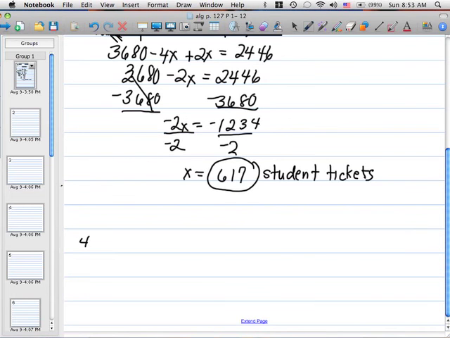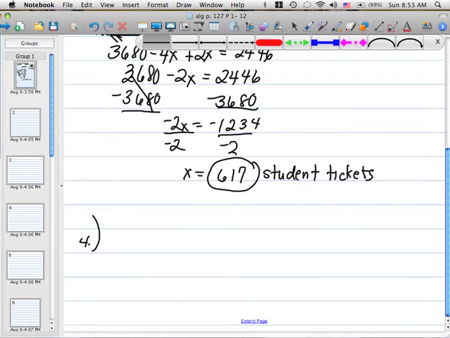Problem number 4. We have a chart again for this one. It's a collection of 52 dimes and nickels, and that collection is worth $4.50. How much were the nickels? So we'll make our chart, and since we're looking for nickels, if there's a way we can let x equal the nickels, we'll do that. This is a value problem.